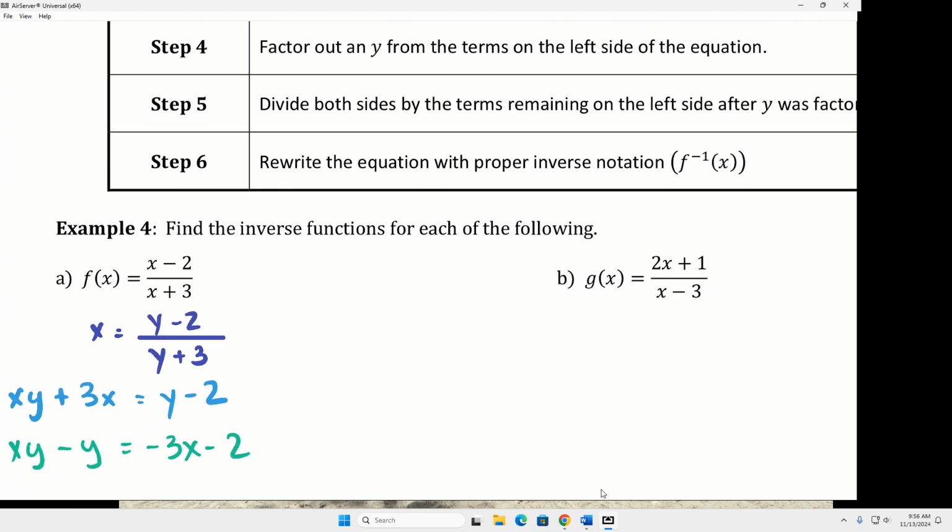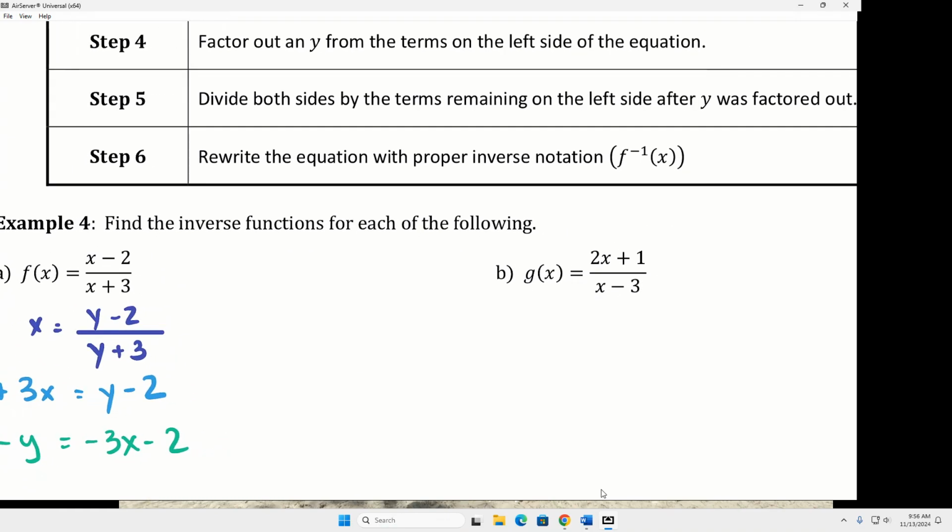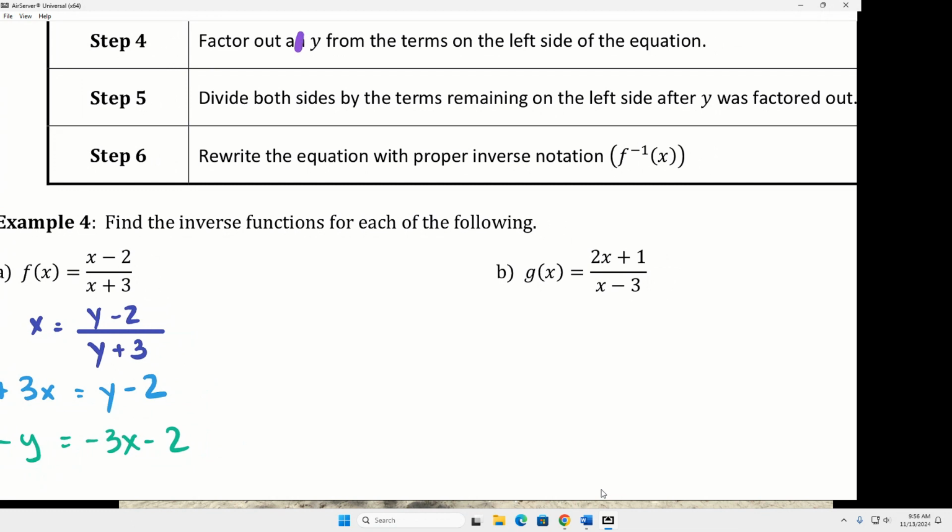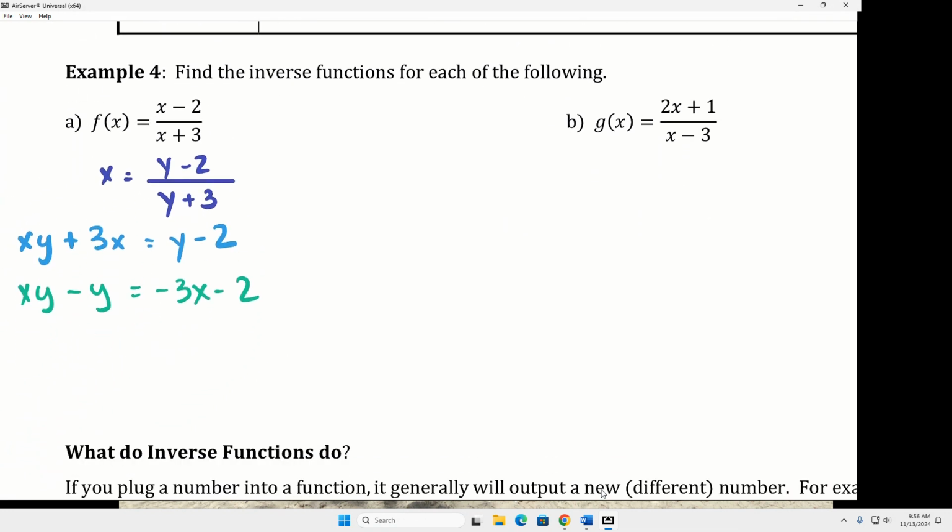All right, and then step 4 says to factor out a y from the terms on the left side of the equation. And so everything on the left should have a y, so we factor it out. And when you do that, you're just dividing each of those by y.